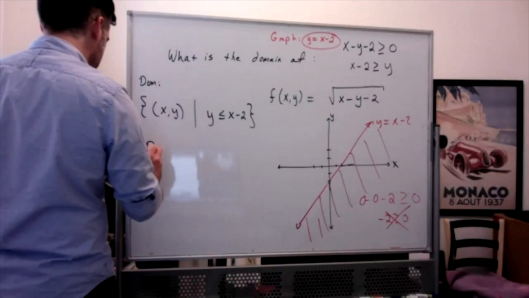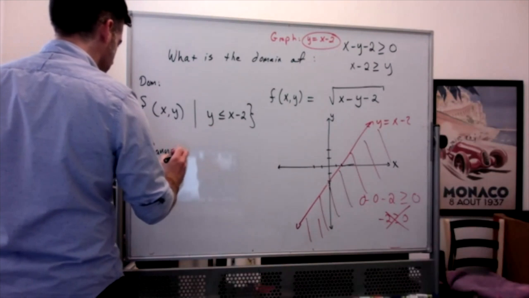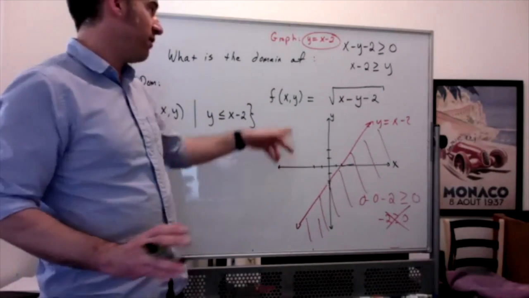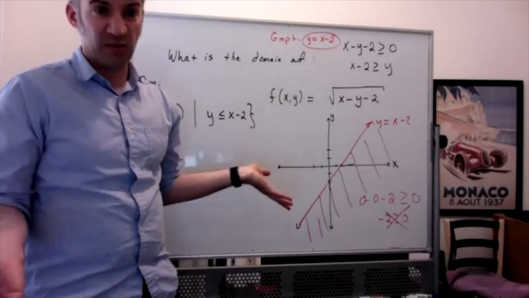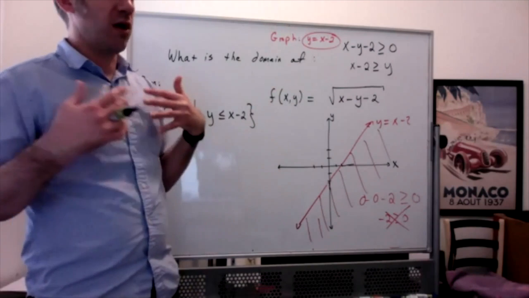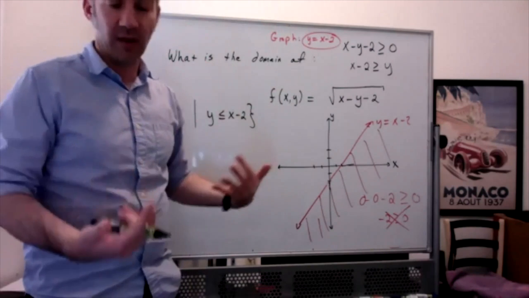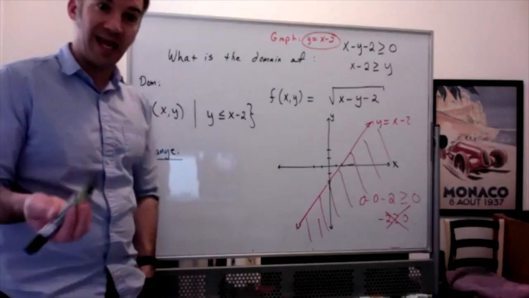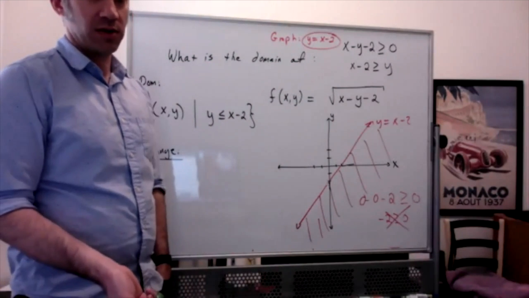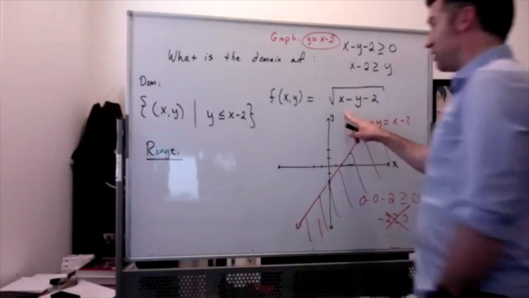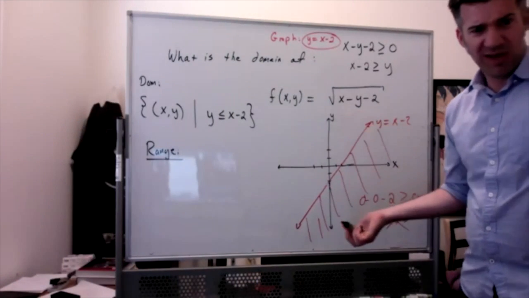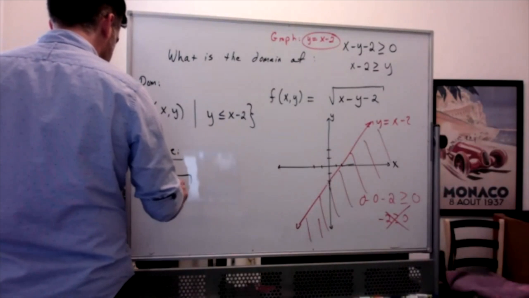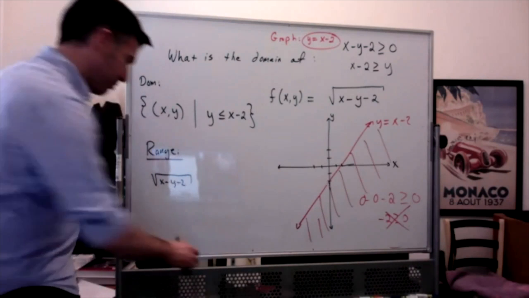For the range, it's a good thing to know: whenever you've got a function that's the square root of something, it can never be smaller than 0. Square roots always spit out non-negative numbers. They never give you anything negative. So the question you have to ask yourself is, can you actually get the smallest number? Is there a way that this will actually equal 0? Well, yeah, I can definitely get the square root of x minus y minus 2 to equal 0.